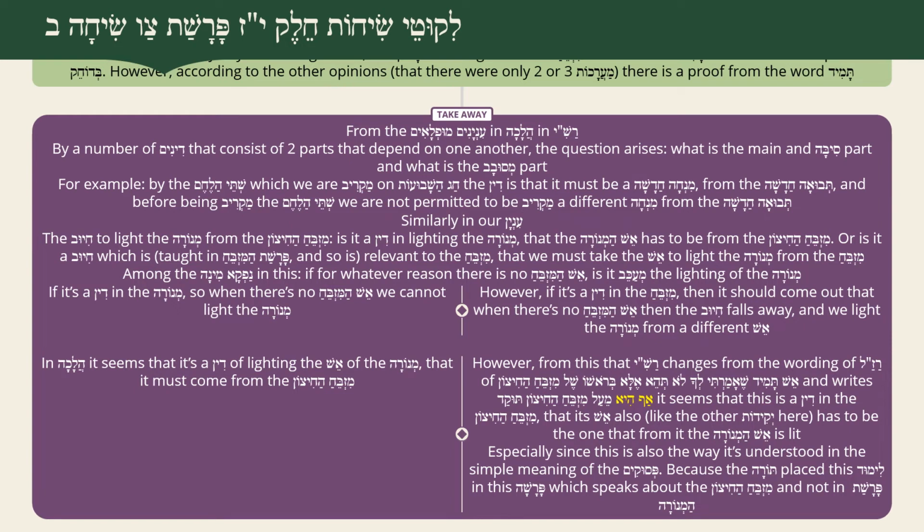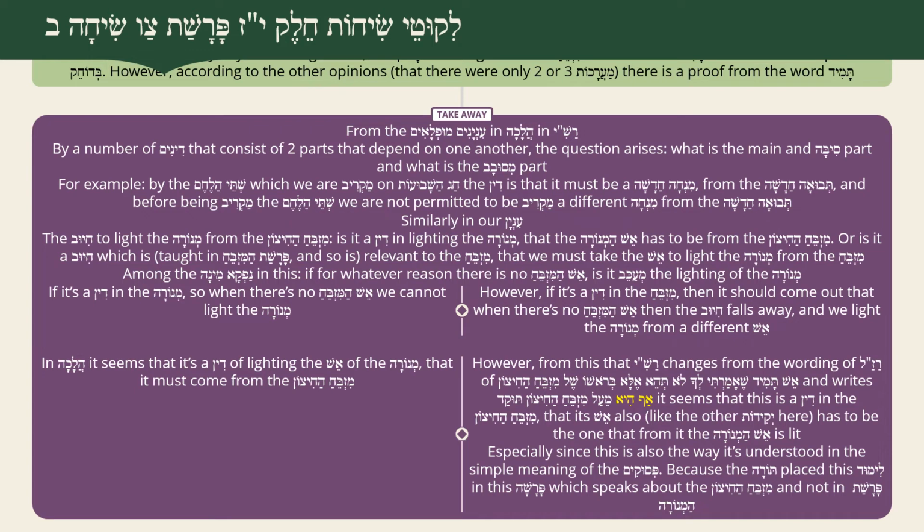Now, among the nafkaminas in this is, if for whatever reason there is no Eish HaMizbeach, is the lighting of the menorah a ma'akev? So if it's a din in the menorah, that the menorah has to be lit from the Mizbeach, then when there's no Eish HaMizbeach, we cannot light the menorah, because it has to come from the Mizbeach.